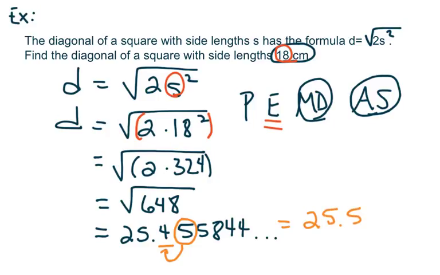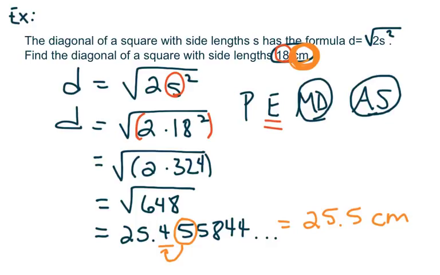25.5. And then whenever you are given a word problem with labels, you need to make sure you label the answer. So it's 25.5 centimeters. And that's an approximation since the square root of 648 was not rational.